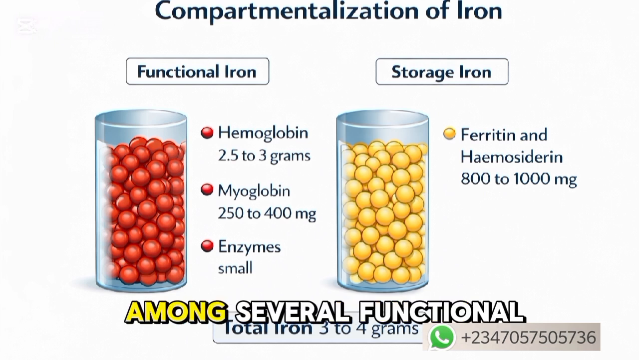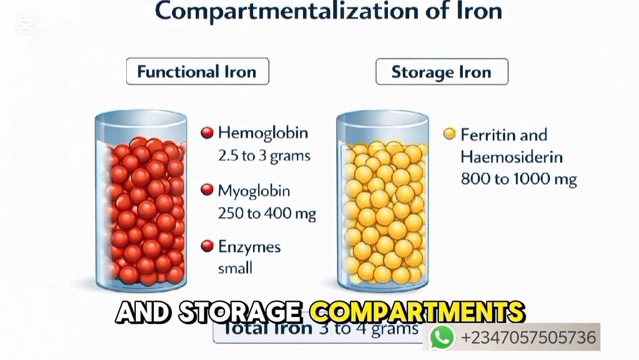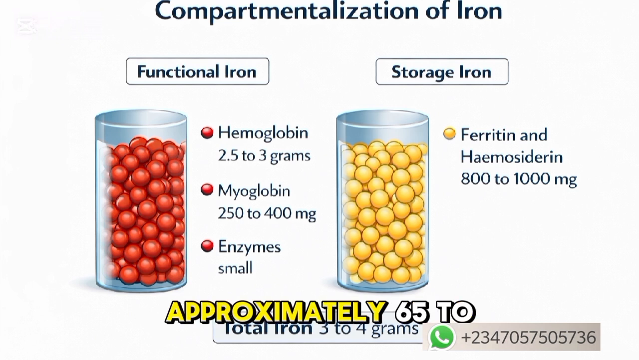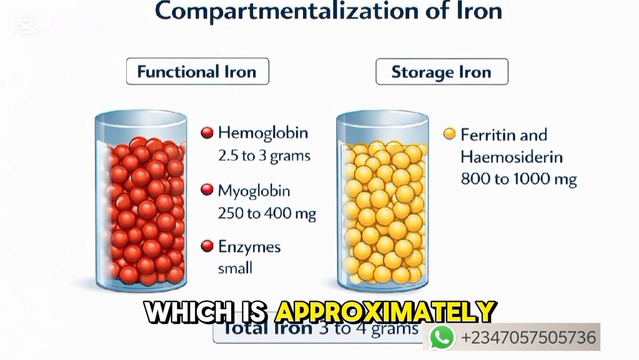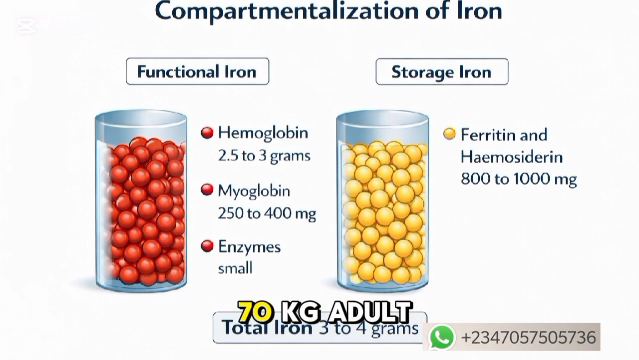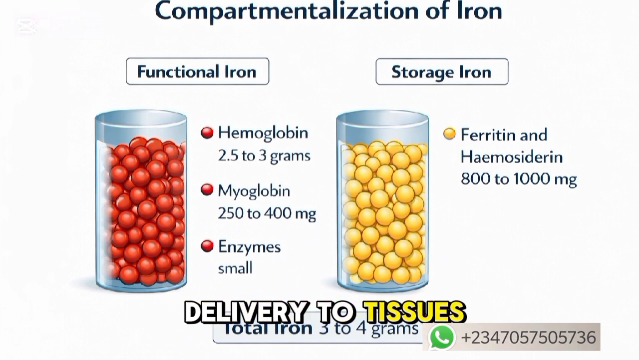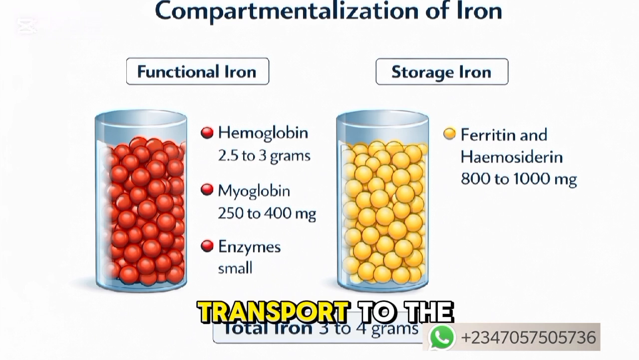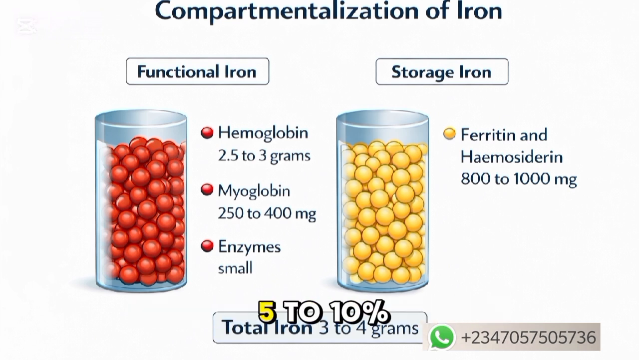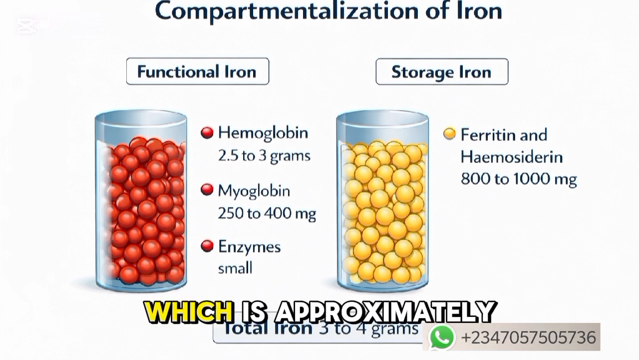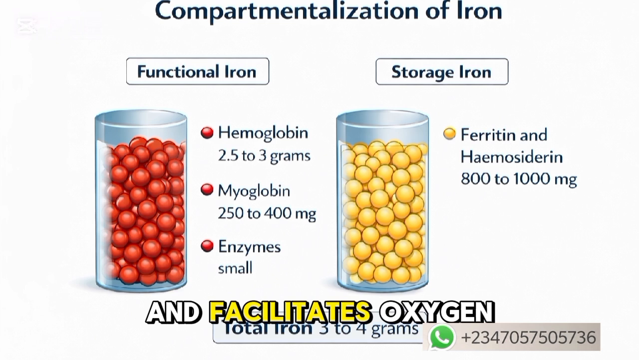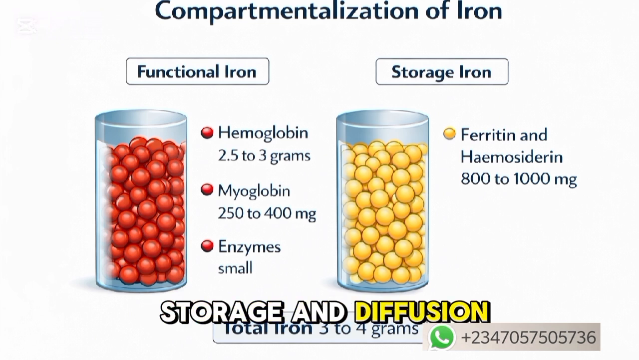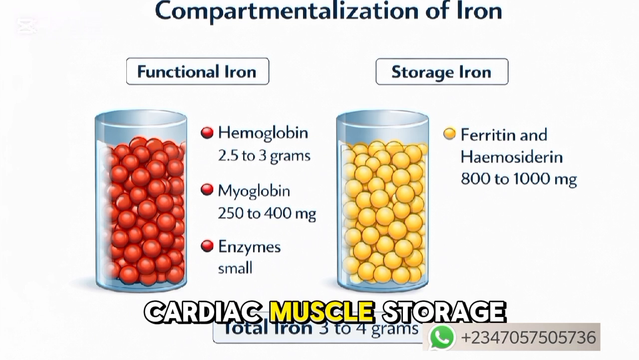Iron is distributed among several functional and storage compartments. Hemoglobin contains approximately 65 to 70% of total body iron, which is approximately 2.5 to 3 grams in a 70 kilograms adult. This pool is essential for oxygen delivery to tissues and carbon dioxide transport to the lungs. Myoglobin accounts for 5 to 10% of total iron, which is approximately 250 to 400 milligrams, and facilitates oxygen storage and diffusion in skeletal and cardiac muscle.